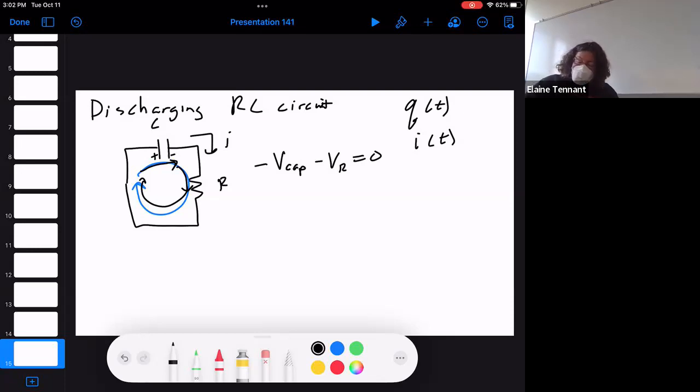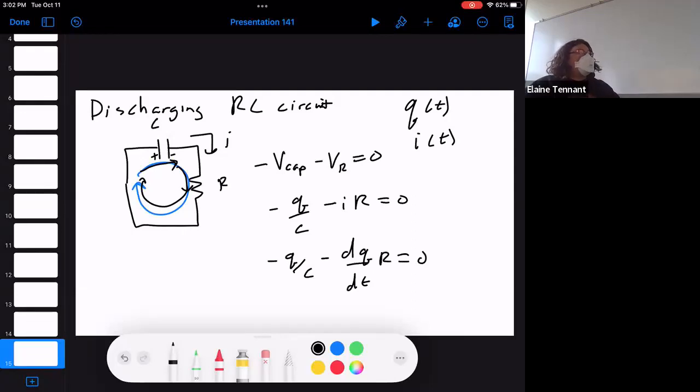And we'll make the same substitutions as before. The voltage across the resistor will be the current times resistance. The voltage across the capacitor will be Q over C. And then we'll say that the current is the time derivative of charge, dq dt times R. Okay.